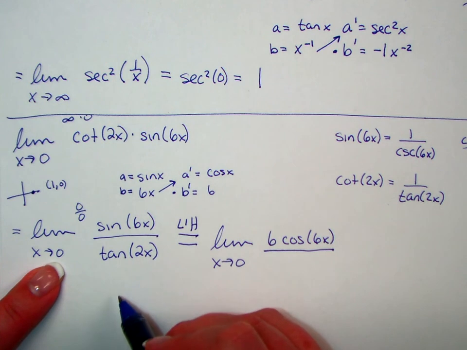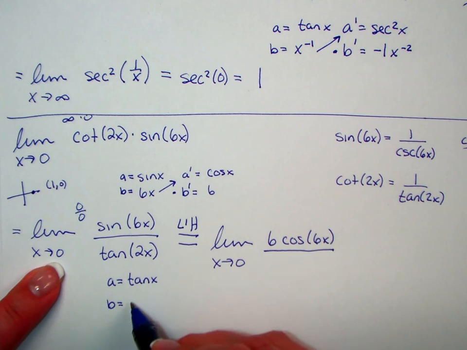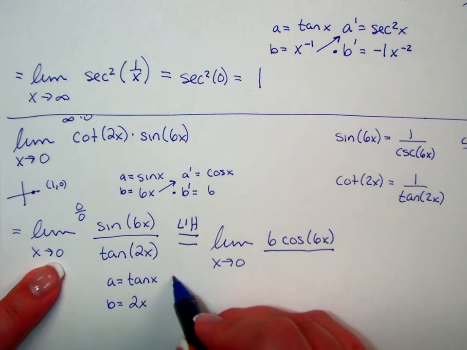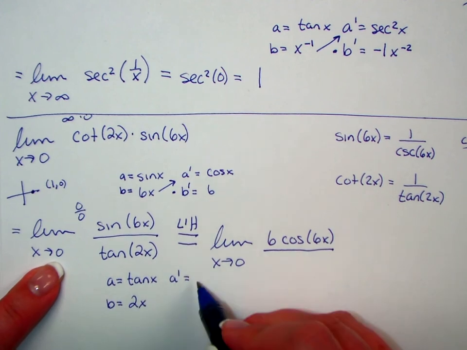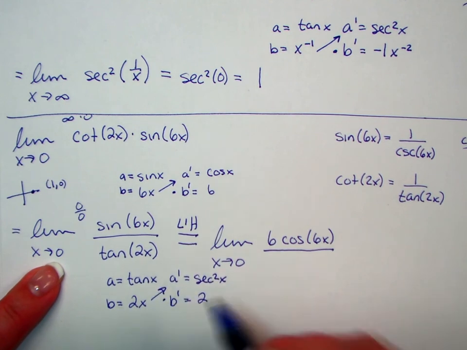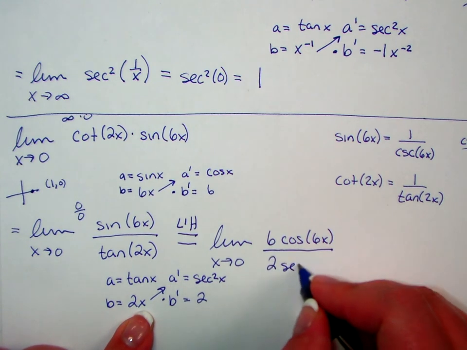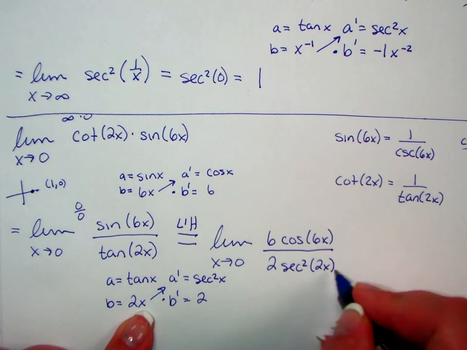Now I'm going to go ahead and do the chain rule for tangent. The outside is tan x, the inside is 2x, the derivative of tan x is secant squared, the derivative of 2x is 2, so I'm going to get secant squared of 2x times 2, or 2 secant squared of 2x.